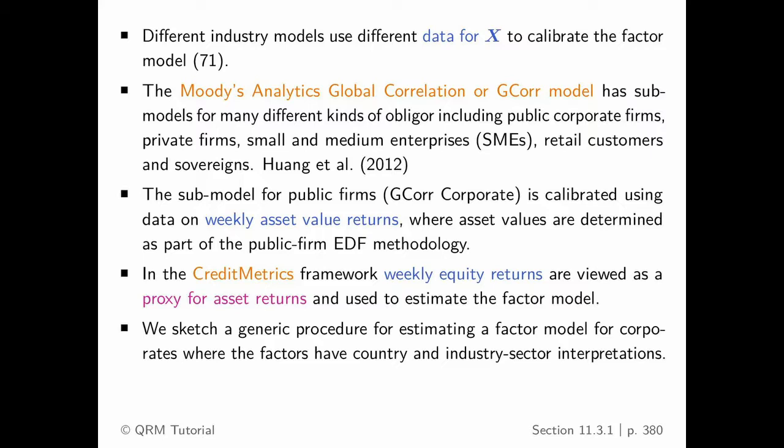So we'll go back quickly to the Standard & Poor's data in the last 5 minutes. The submodel for public firms is calibrated using weekly asset value returns in GCOR. Now, I can't do that because I have no data on asset value returns. I have data on equity returns, and the only people that have data on asset value returns are Moody's, because they have the methodology that reverse engineers asset values from equities. That's this KMV methodology. It's called the Moody's Public Firm EDF model.